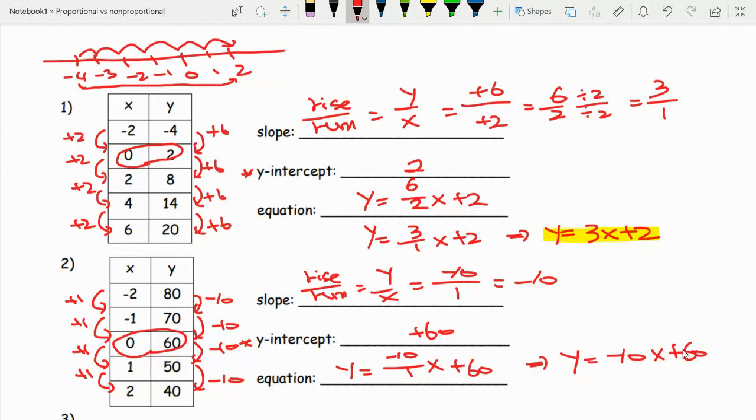So that's how you find slope-intercept form from the table.